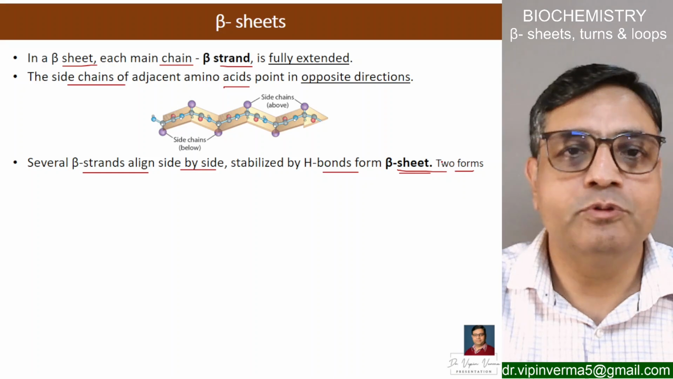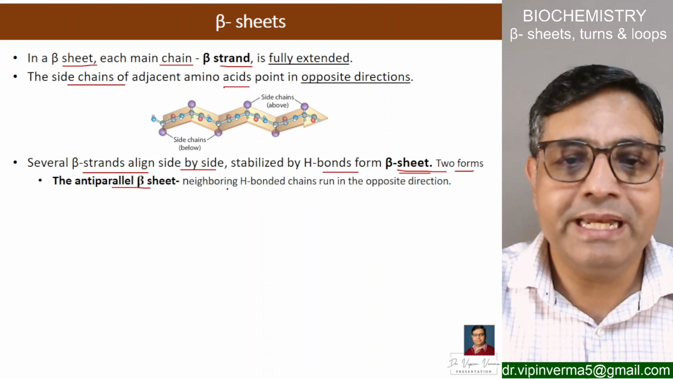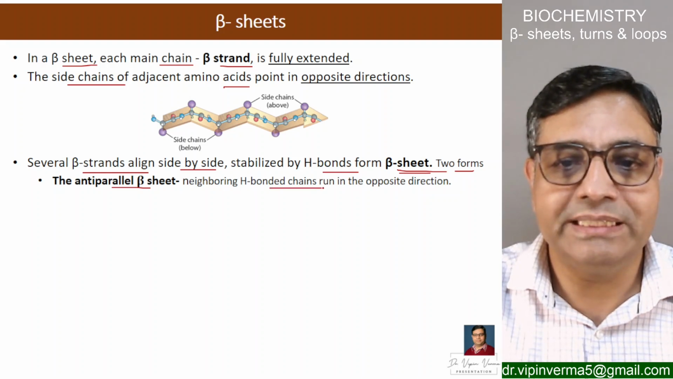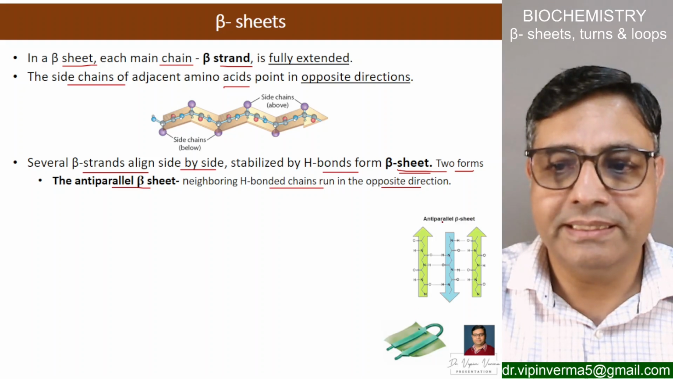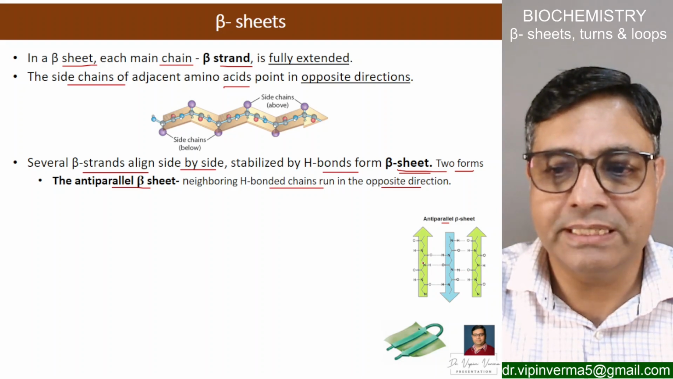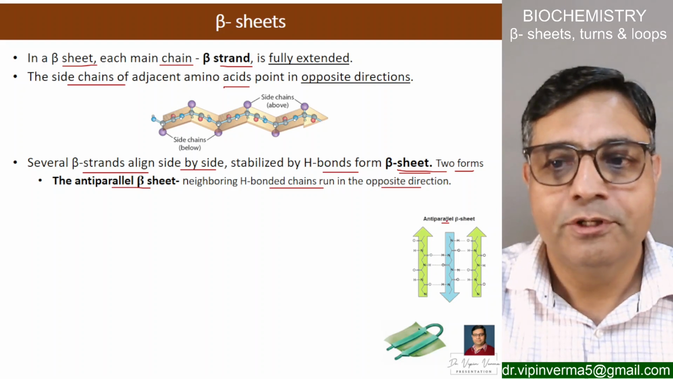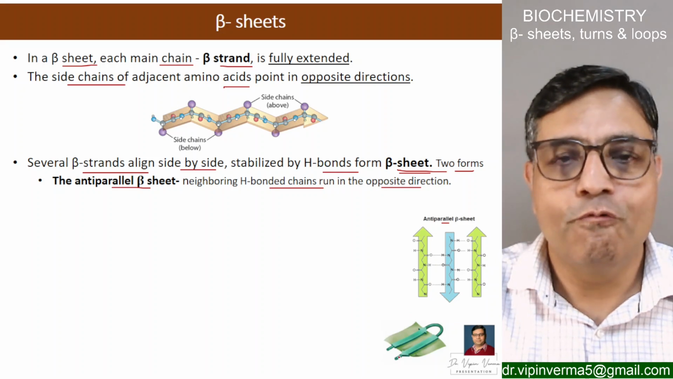And we have two forms of sheet. One is the anti-parallel beta sheet where the neighboring hydrogen bonded chains run in opposite directions. So you can see here this is the anti-parallel beta sheet where these arrows represent the beta chains and they are running opposite to one another. So you can see here if this is up, the neighboring chain is down, and then again the chain is up. So this is known as the anti-parallel beta sheet. So you can see here how they are folded.